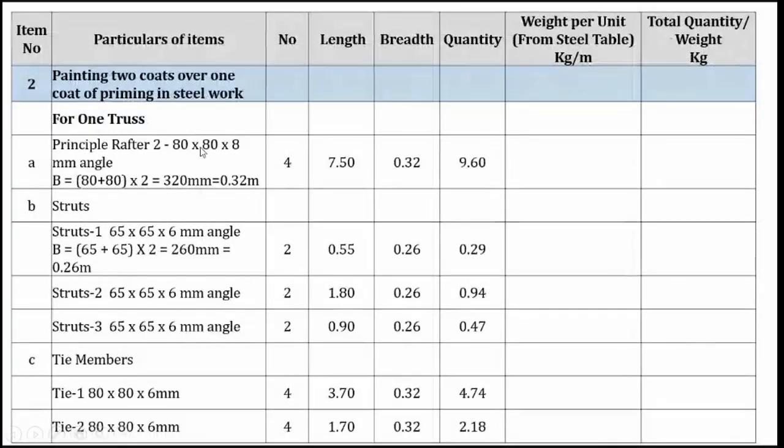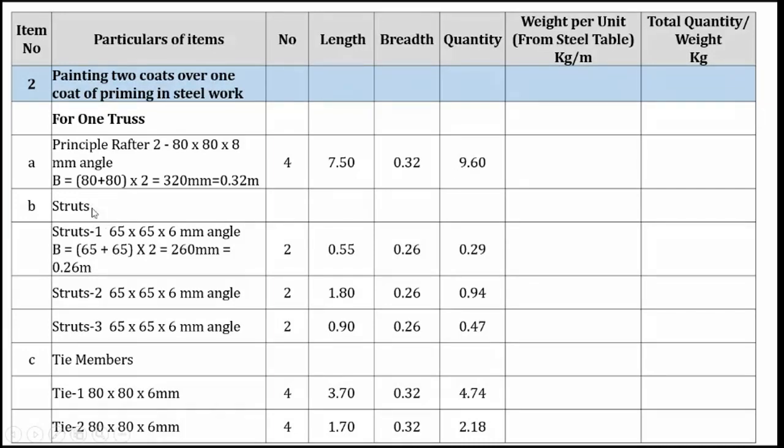Very simple. Sizes will be known to you, 80 by 8, right? So what you can do is 80 plus 80 multiplied by 2. If you multiply, you get 320 mm, that is 0.32 meters. So breadth will be 0.32 meters. If you multiply 4 by 7.5 by 0.32, you get the quantity as 9.6, right?